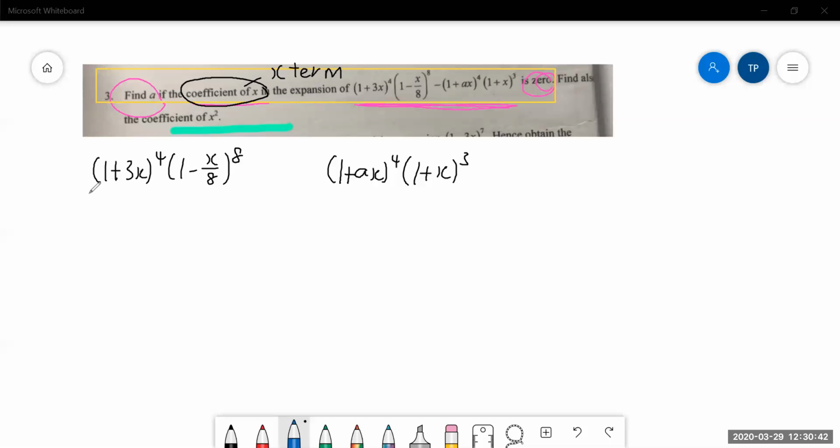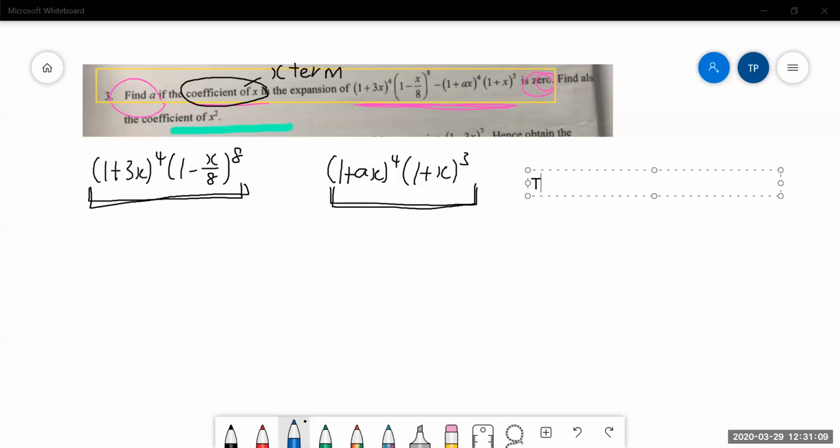So all we need to do is just find the x term for this, and find the x term for this. The x term in this expansion, and the x term in this expansion. That's all we need to do.